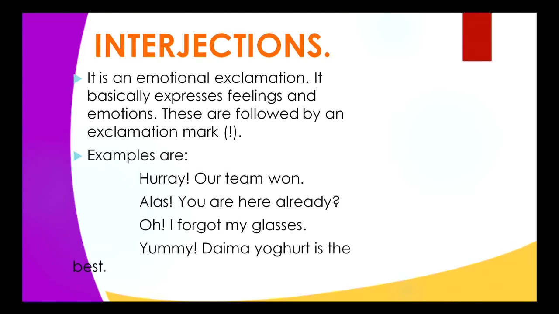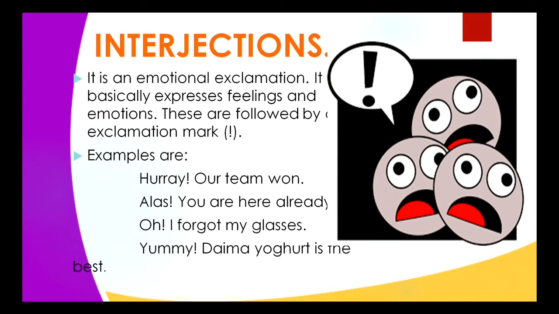Examples. Hooray, our team won! Alas, you're here already! Maybe this person was not expecting whoever he's talking about at that particular time. We also have, oh, I forgot my glasses! Next we have, yummy, Daima yogurt is the best! So we are saying that interjections are normally followed by an exclamation mark, as you can see on that diagram, and they express emotions or feelings. Let's move on.